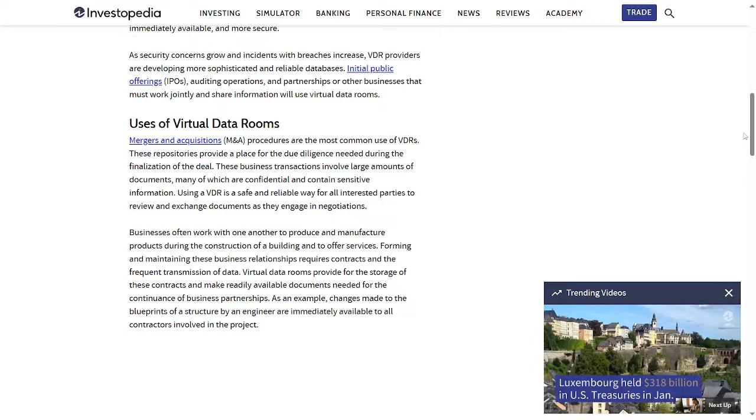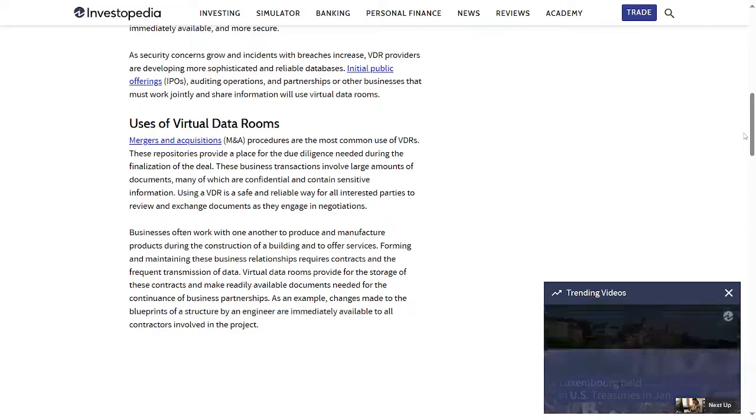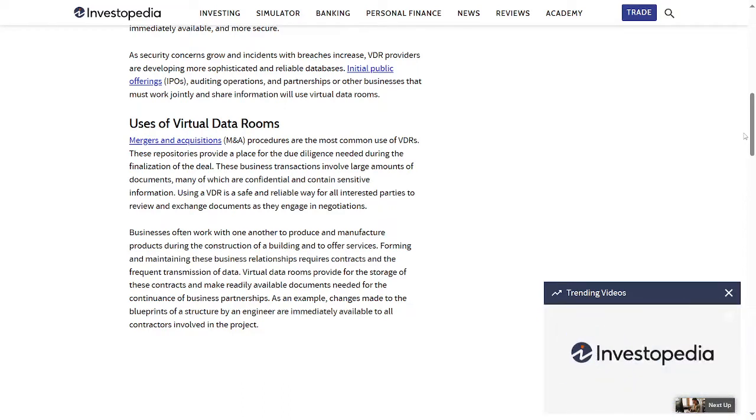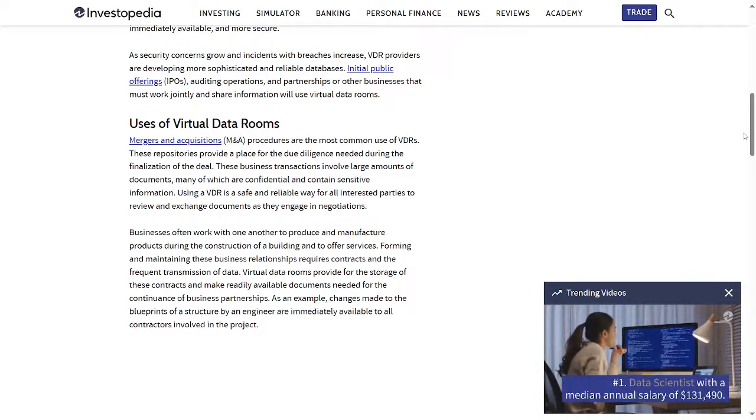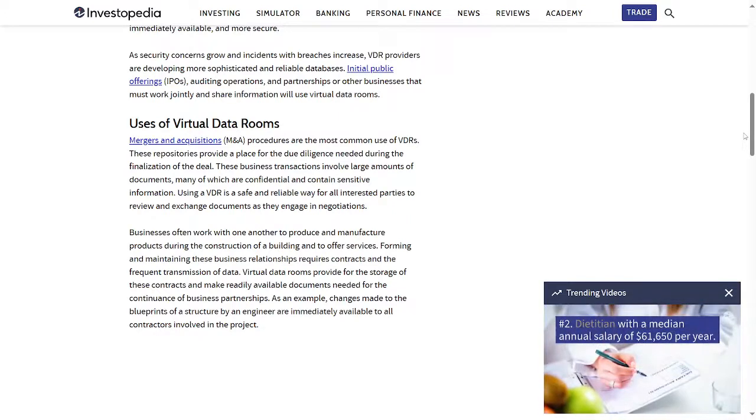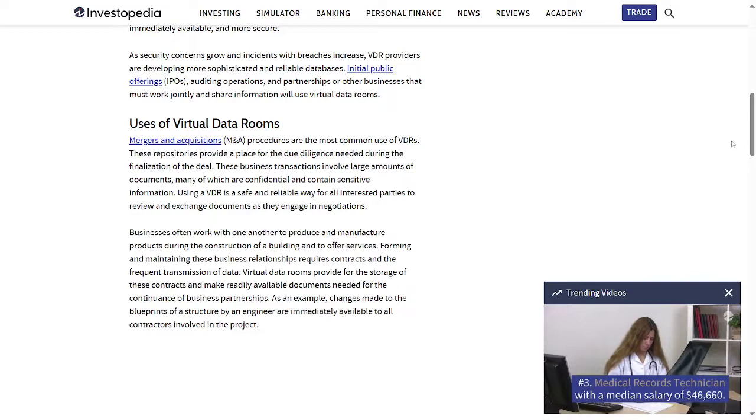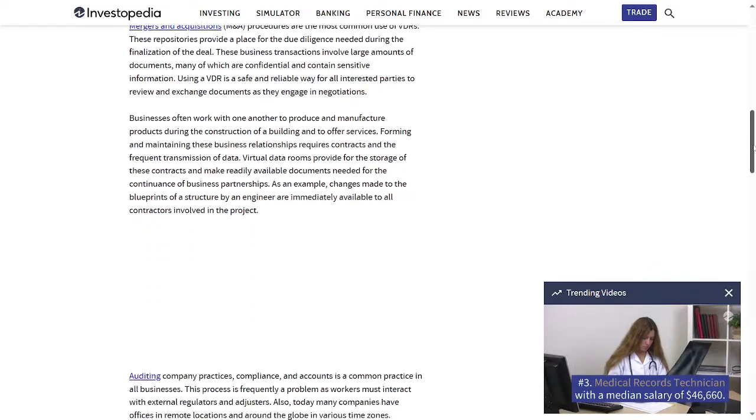These repositories provide a place for the due diligence needed during the finalization of the deal. These business transactions involve a large amount of documents, many of which are confidential and contain sensitive information. Using a virtual data room is a safe and reliable way for all interested parties to review and exchange documents as they engage in negotiations.